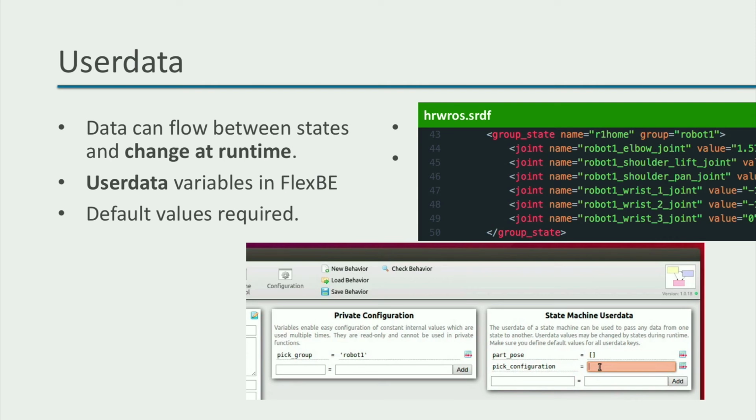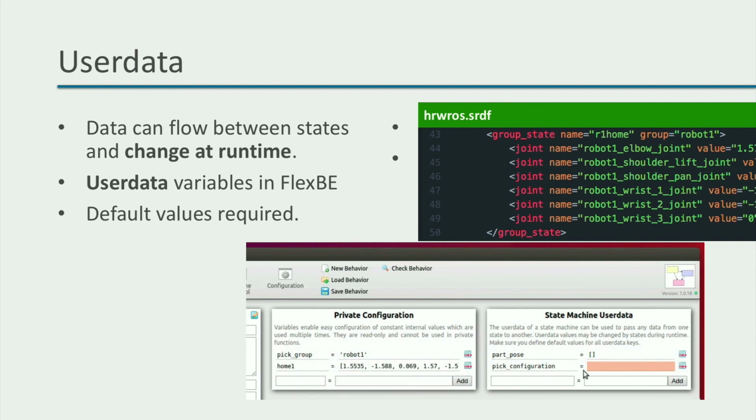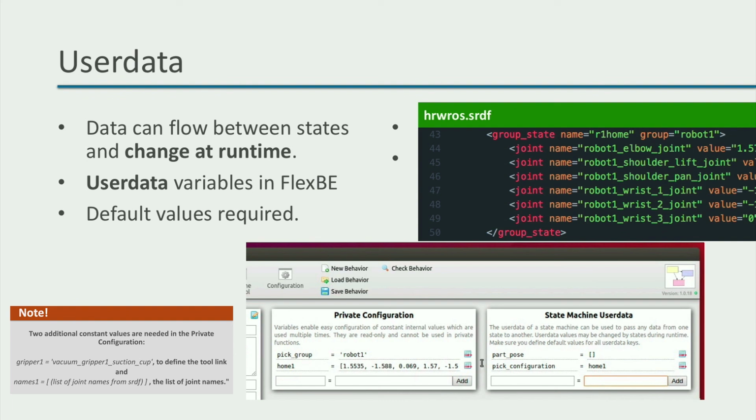But wait, this is a constant value, right? So we can define it as a constant in private configuration. Here it is. And we use that constant as the default value for this user data. Here is how we can do it. First, we define the home1 constant and set its value as an array containing the joint values for the R1 home group state. Now, we use home1 as the default value for the pickConfiguration user data. And we are done. We have defined our first user data variables.